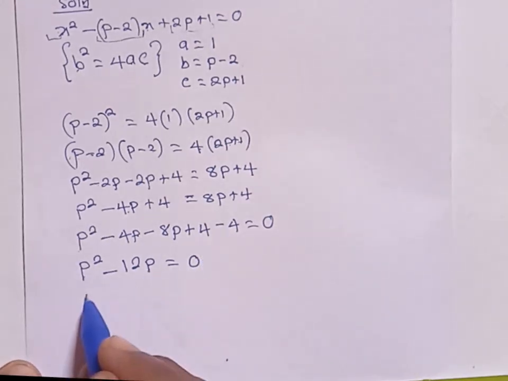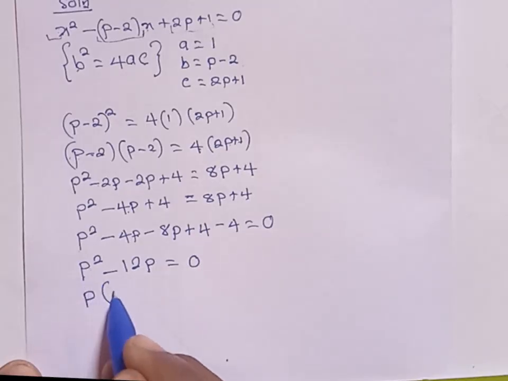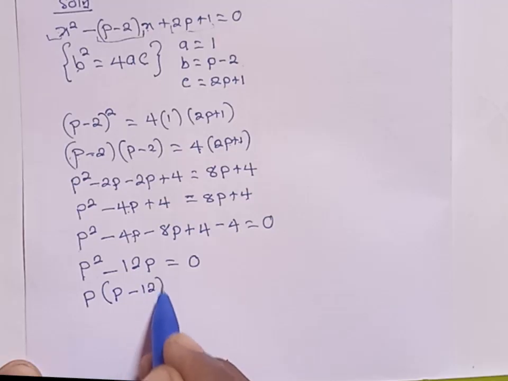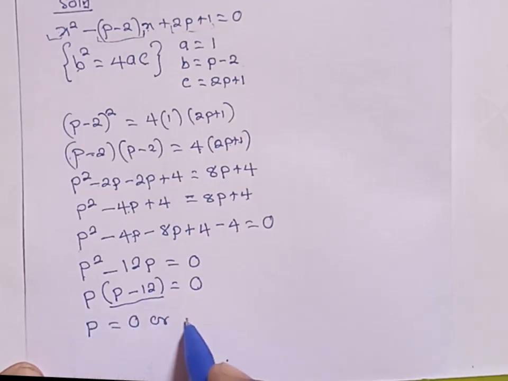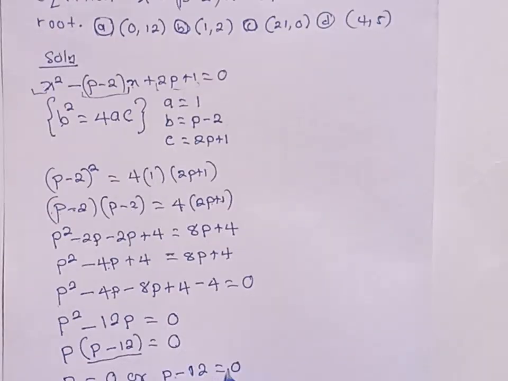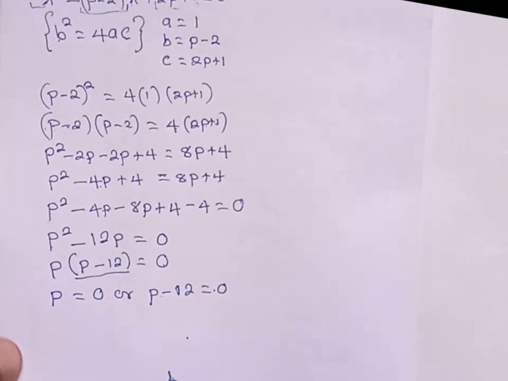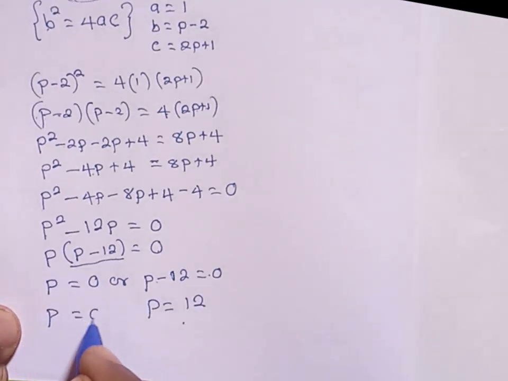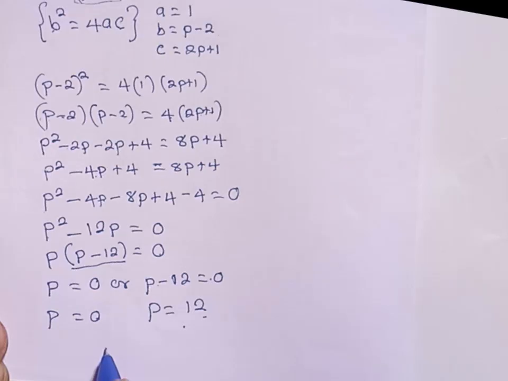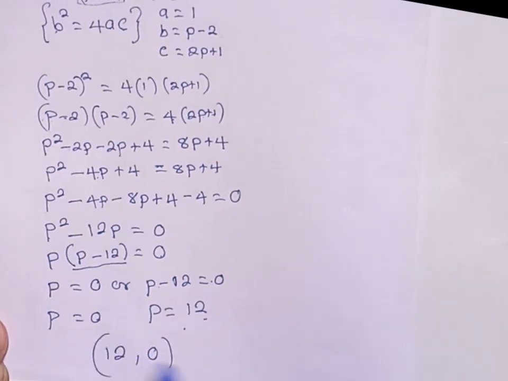So here I think we can factor p out. We'll be left with p(p minus 12) equals 0. Therefore, either p equals 0 or p minus 12 equals 0. If p minus 12 equals 0, we are going to have p equal to 12. So we have p equals 0 or 12. So our solution is 0 or 12.